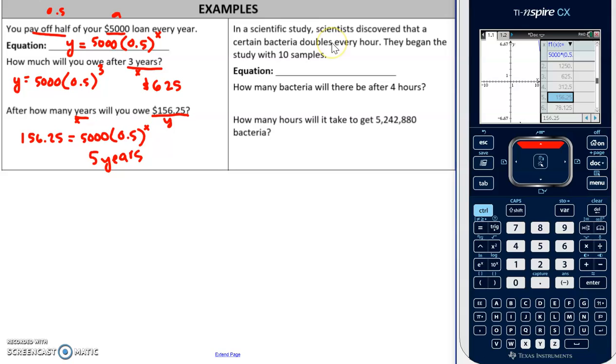All right, in a scientific study, scientists discovered that a certain bacteria doubles every hour. They began the study with 10 samples. All right, so doubles, so times 2, right? And they began with 10 samples, so that's my a value. So y equals the initial, so I started with 10, times my rate, I'm doubling, so times 2 to the x power. How many bacteria will there be after 4 hours? Hours is my time, so this is saying x value, so we're going to substitute in. So y equals 10 times 2 to the 4th power.